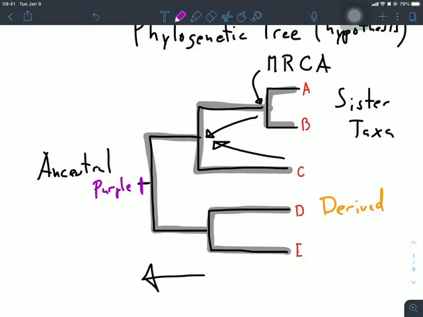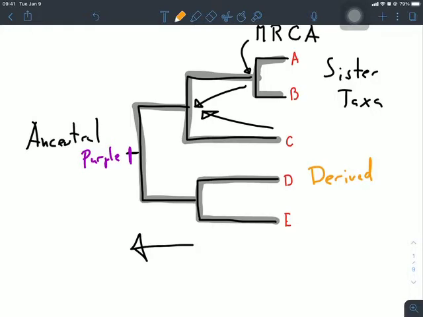And so in order to have a purple color, we will spend one tick mark to state that all of the species A, B, C, D, and E have an ancestral state of purple flower color at the base of the tree. Now, if we want D and E to inherit an orange flower color, we could have D inherit and evolve orange, and E inherit and evolve orange separately. But that costs us 2 tick marks.